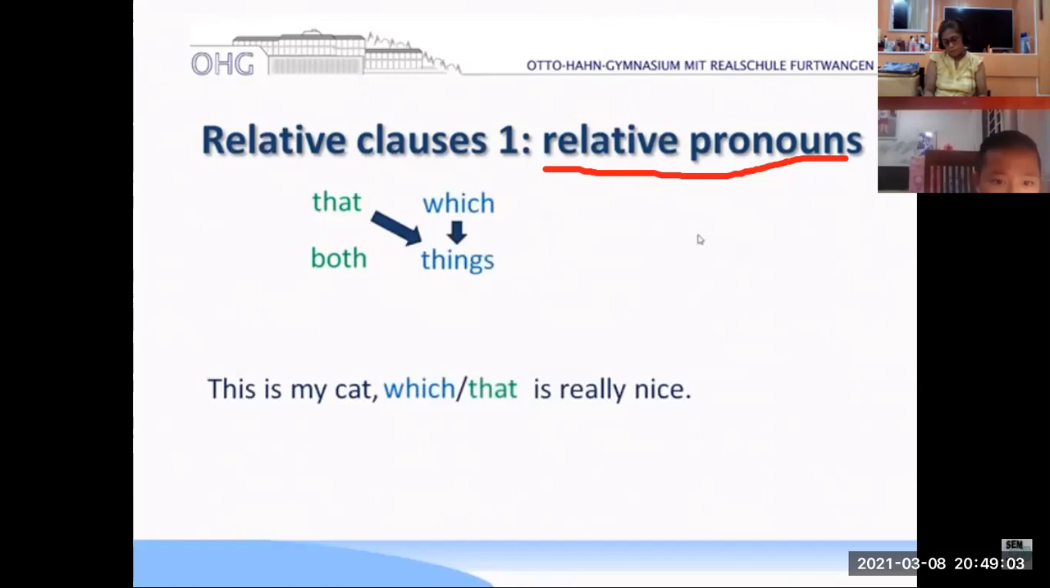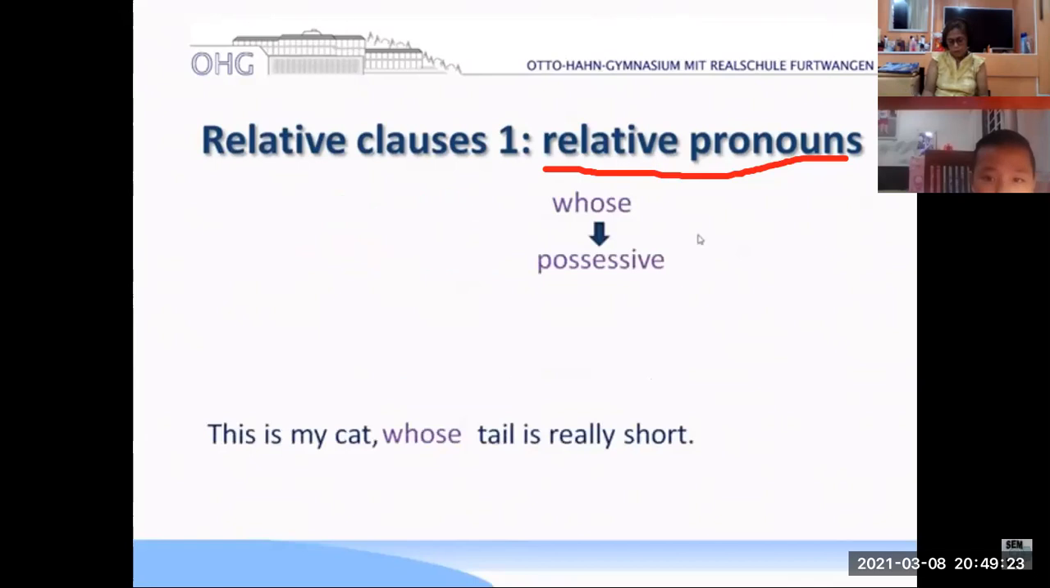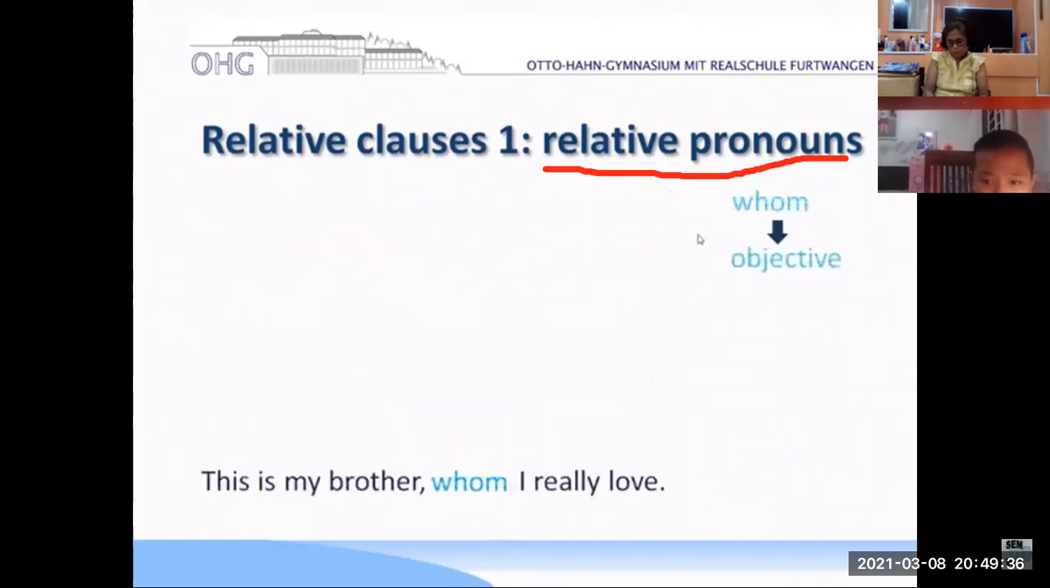No matter how much you love your cat, and even if you know generally cats and pets, all things, it really is short. This is my cat, whose tail is really short. You talk about the tail in a possessive way, so you need the relative pronoun whose. And then finally, this is my brother, whom I really love. Whom with an objective meaning. In German, that would be generally accusative or dative. And because in English this is not so much used, it does have some forms, but again, this is just for the sake of completion, we'll probably not use this.